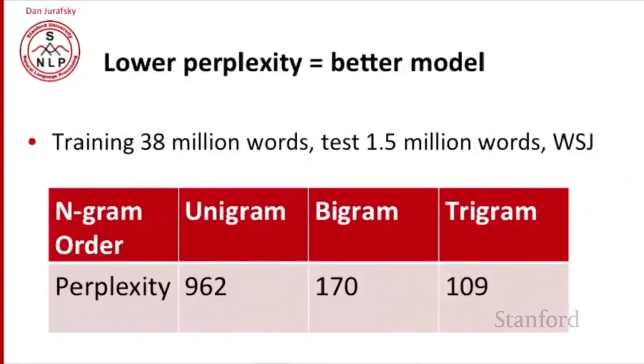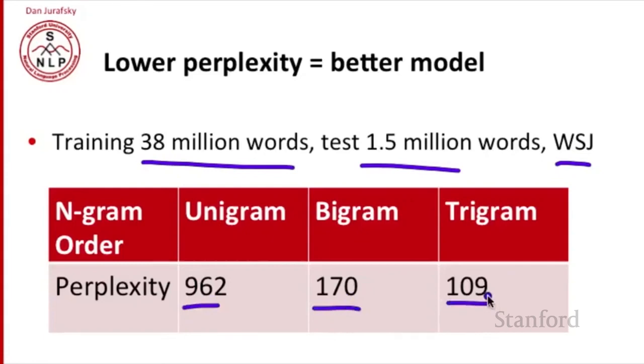All right, so now perplexity in general: the lower the perplexity, the better the model. For example, here's a training set of 38 million words tested on 1.5 million words from the newspaper The Wall Street Journal. A unigram model has a perplexity of 962. A bigram model has a much lower, much more accurate perplexity of 170, and a trigram model has an even lower perplexity. So perplexity, since it's modeling something like average branching factor or average predictability, the lower you get, the better you are at predicting the actual data that occurs.